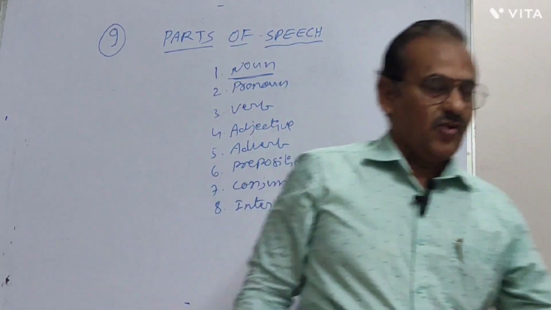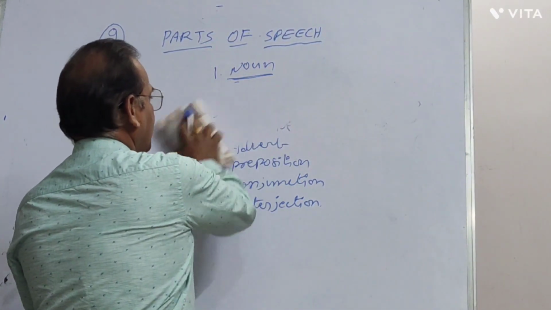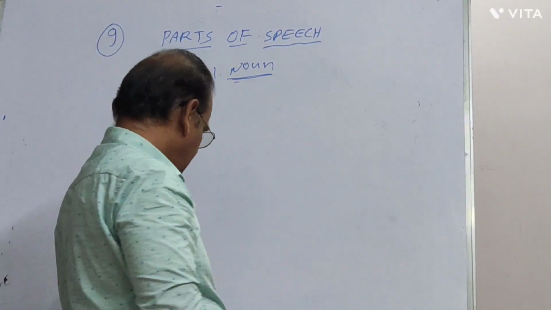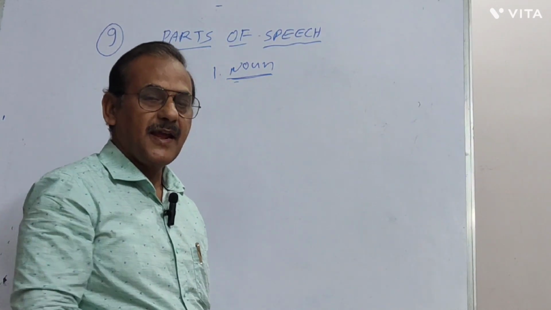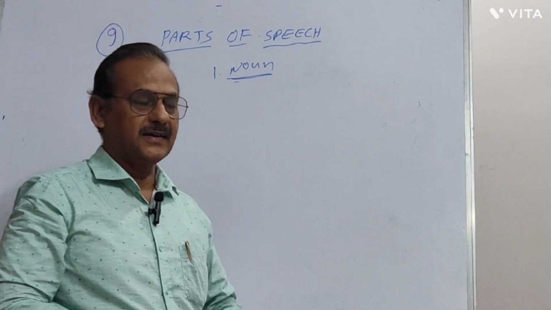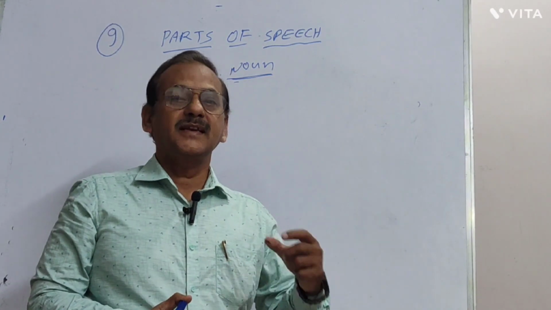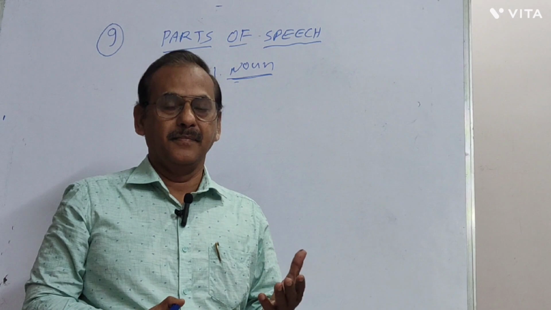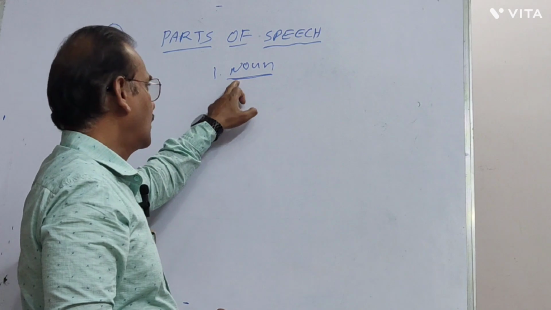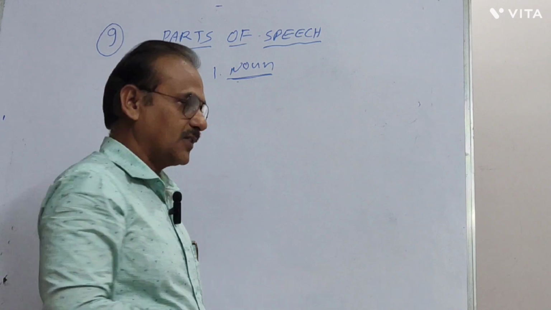Noun is nothing but the name of a person, place, animal, or thing. Again, I repeat. Noun is nothing but the name of a person, place, animal, or thing. That means it is a word. It says about the name. It qualifies the name. So that is called noun. There are some types of nouns. Let us see what those are.